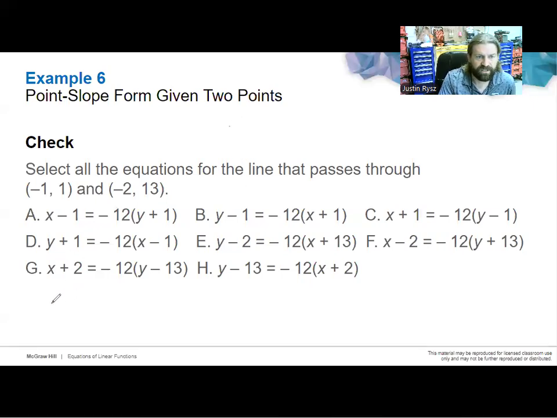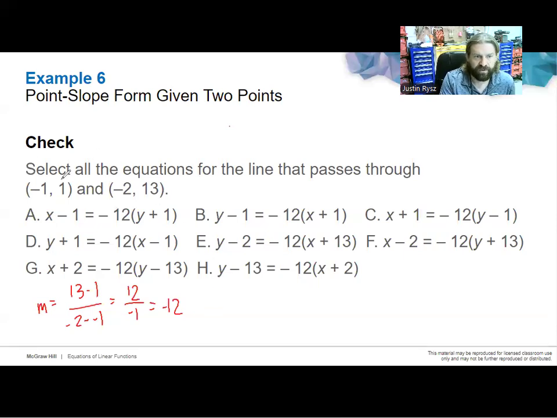Okay, let's check the work. So to get the m, we're going to subtract the y's. All right, so we got 13 minus 1 over negative 2 minus negative 1. Now, keep in mind, it technically doesn't matter. If I go 1 minus 13, I just have to do negative 1 minus 12. It doesn't matter what order you go in, as long as you stick to the same direction. So 13 minus 1 is 12. Negative 2 minus negative 1 is negative 1. So we get negative 12 is our slope.